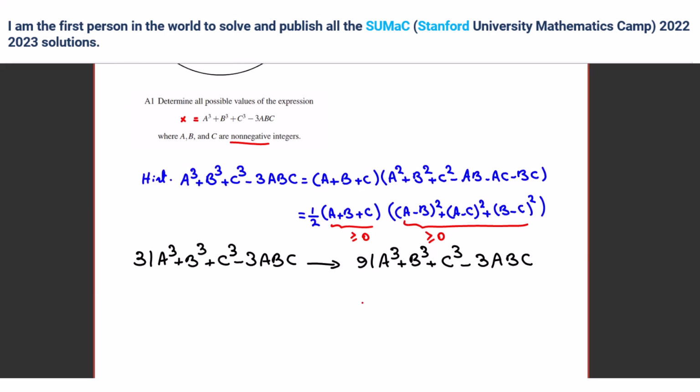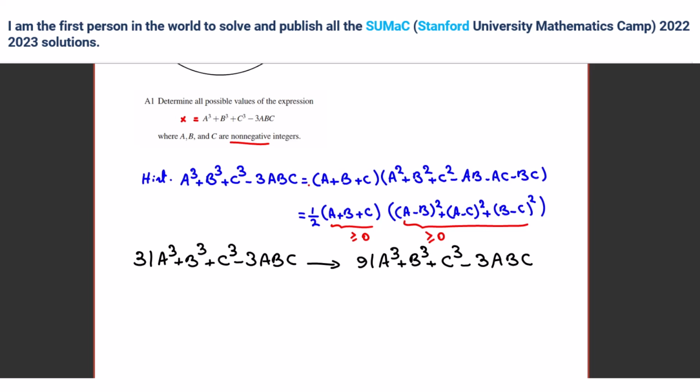Yes. So you said that given 3 divides this, therefore 9 must also. So you want me to prove that, right? Given that 9 must also divide it, right? Yeah. Since 3 is a prime number, we can split this into two terms: a plus b plus c, and a squared plus b squared plus c squared minus ab minus ac minus bc. Because 3 is a prime number, you can say 3 divides this or 3 divides this. So either 3 divides one or 3 divides the other, right?